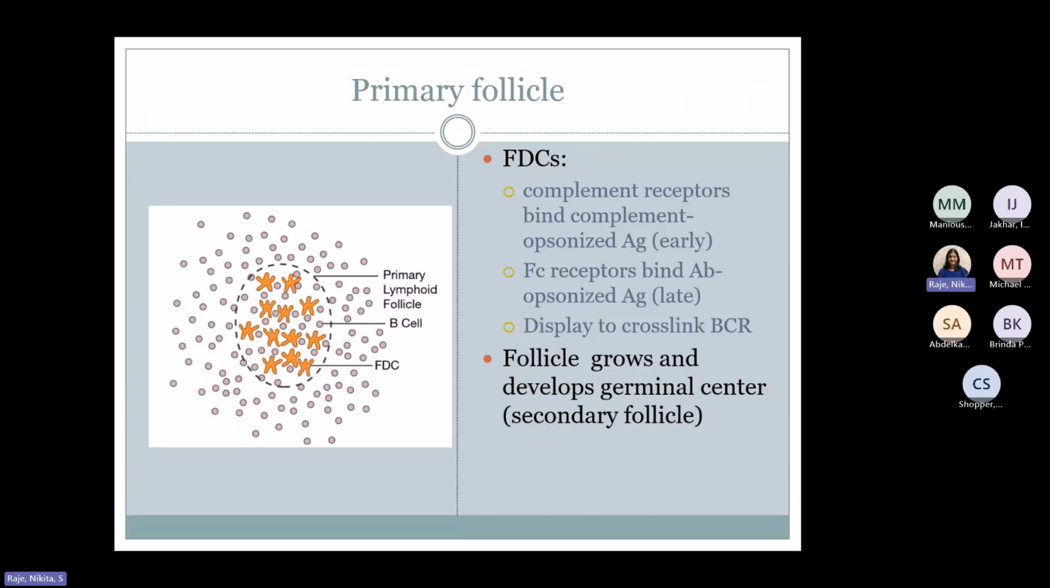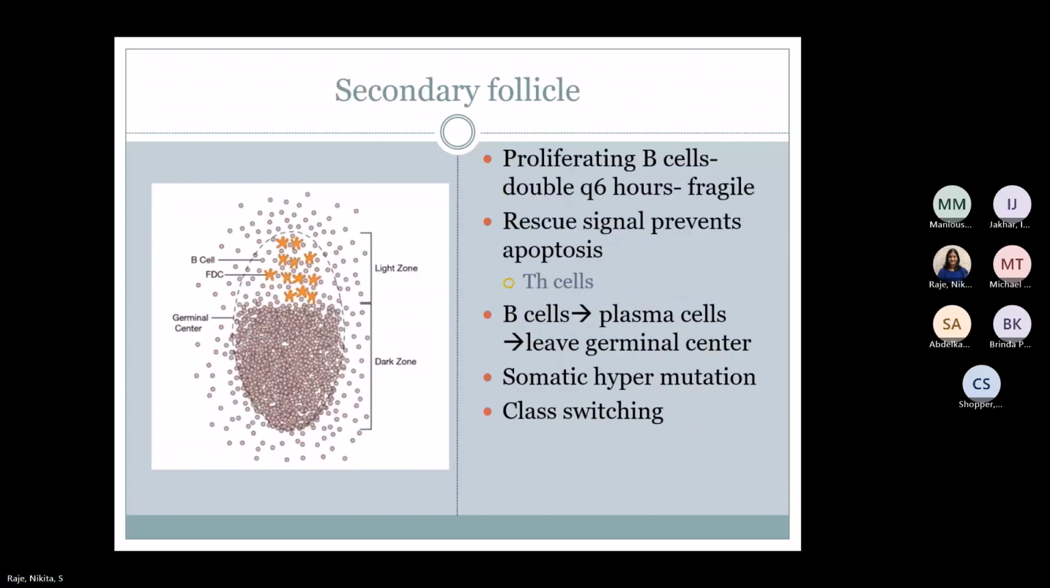And when there is a germinal center present in that follicle, it is called a secondary follicle. So let's look at the secondary follicle. The B cells got activated and they start proliferating at a very high rate. They double every 6 hours and they are pretty fragile, so they are very prone to apoptosis. But they multiply so fast that a whole center is formed where these proliferating B cells are present, and that forms the germinal center, as you see.